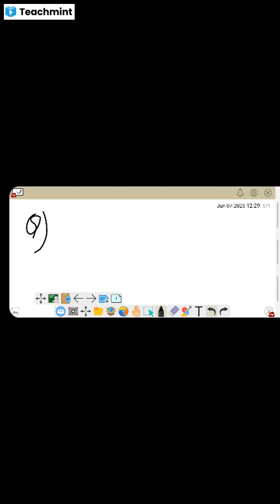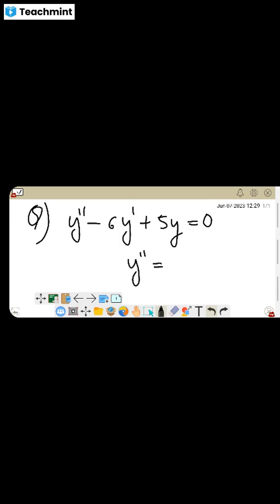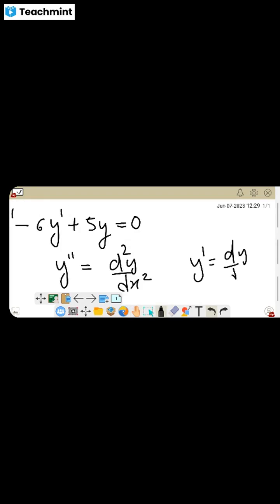We have y double dash minus 6y dash plus 5y is equal to 0. Y double dash is equal to d square y over dx square, the second order derivative, and y dash means the first order derivative. Yes, ma'am.